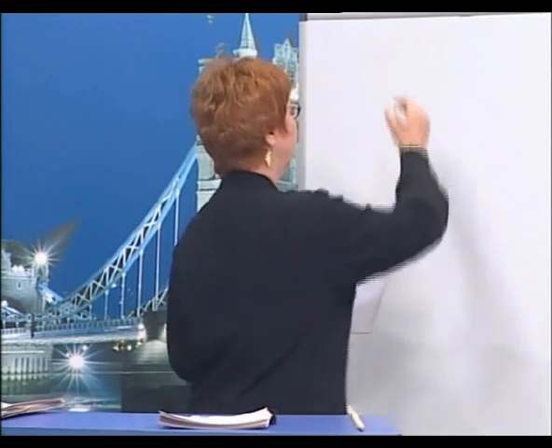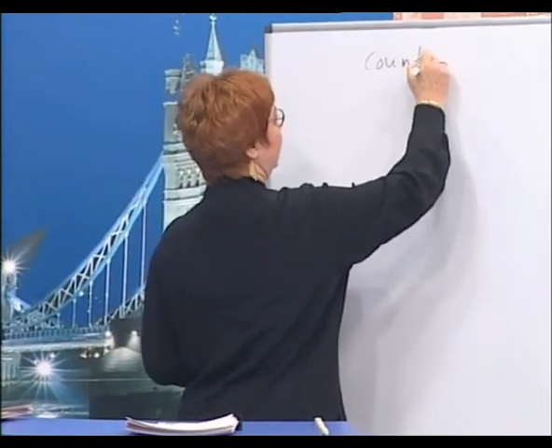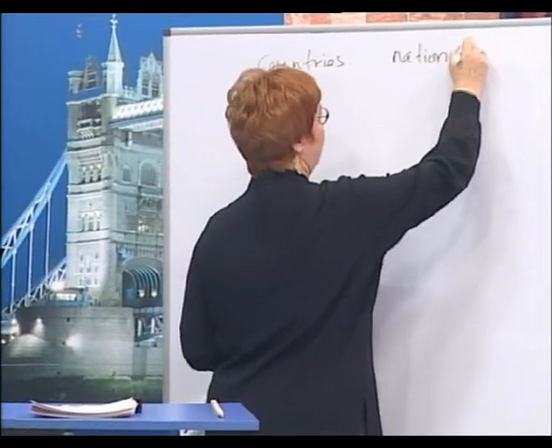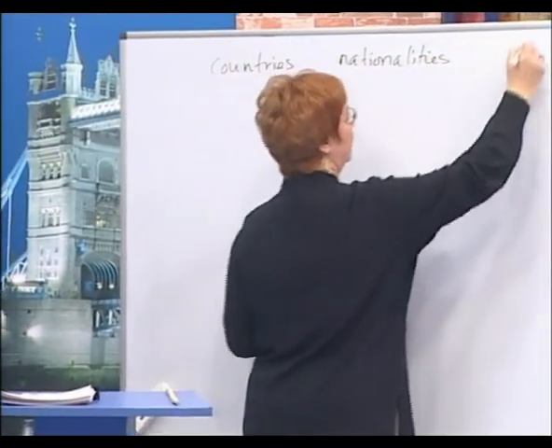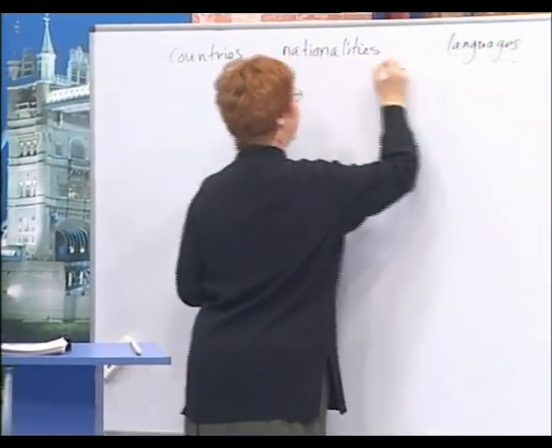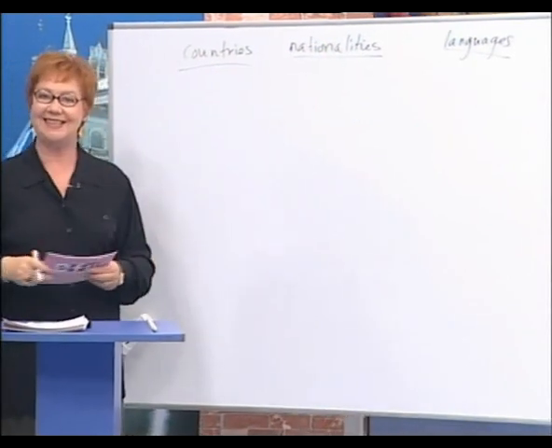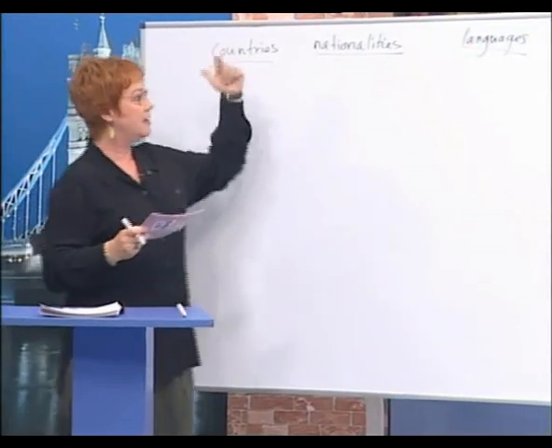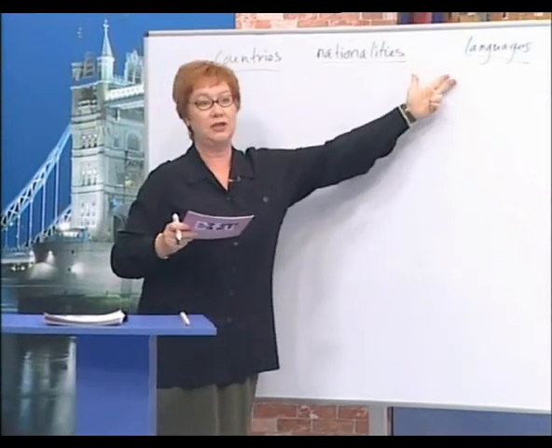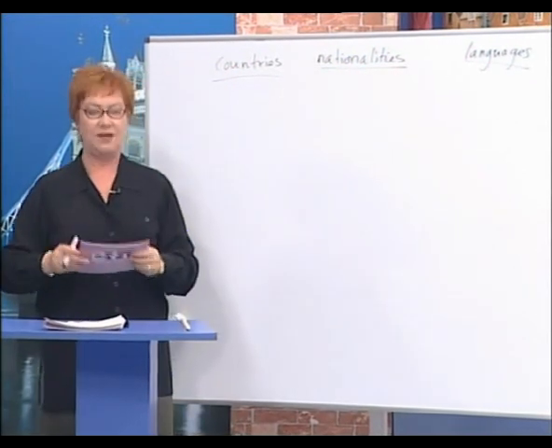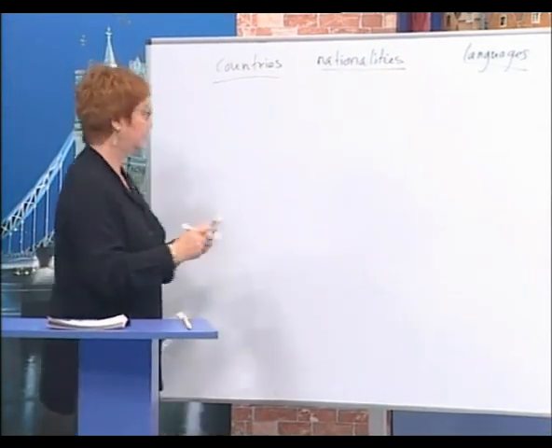Okay, everyone, that was great. Now, we're going to review countries, nationalities, and languages. So we'll get a few examples from our assistants, and you're going to tell me the name of a country, the nationality, and the language or languages from that country. So, let's start with Isabel. Okay. France.